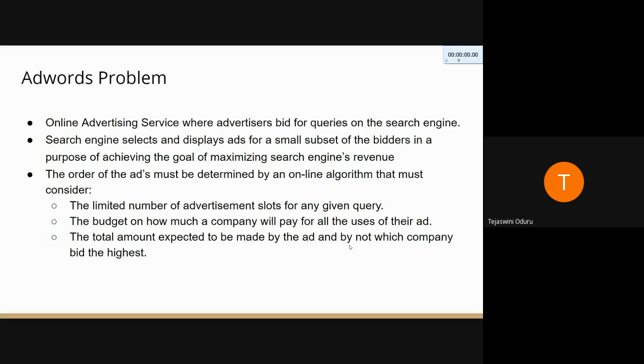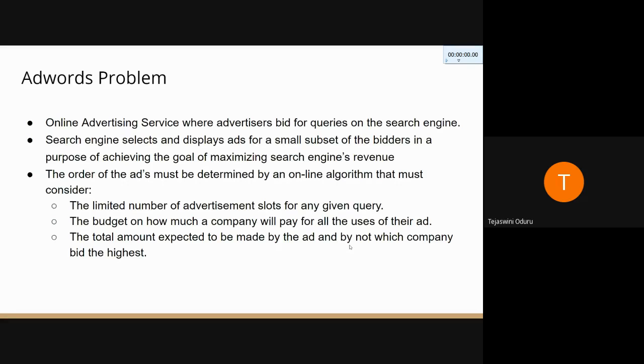Hi, this is Tejaswini. I'm going to talk about the AdWords problem. It's a Google advertising system wherein advertisers, for example Amazon, bid on certain keywords so that their clickable ads appear in Google search results. If a user clicks on the ad, Google is paid by the advertiser, and that's how Google makes money. Basically, the search engine selects and displays ads for a small subset of bidders, with the goal of maximizing revenue.